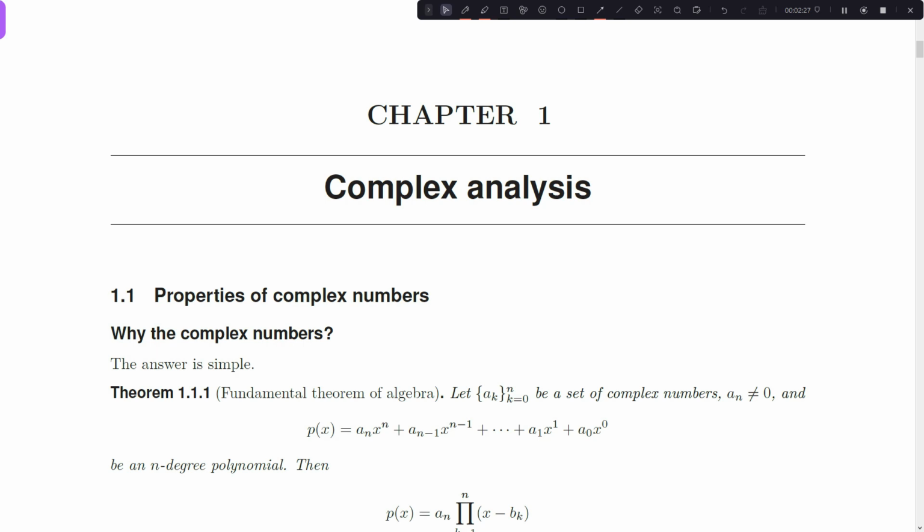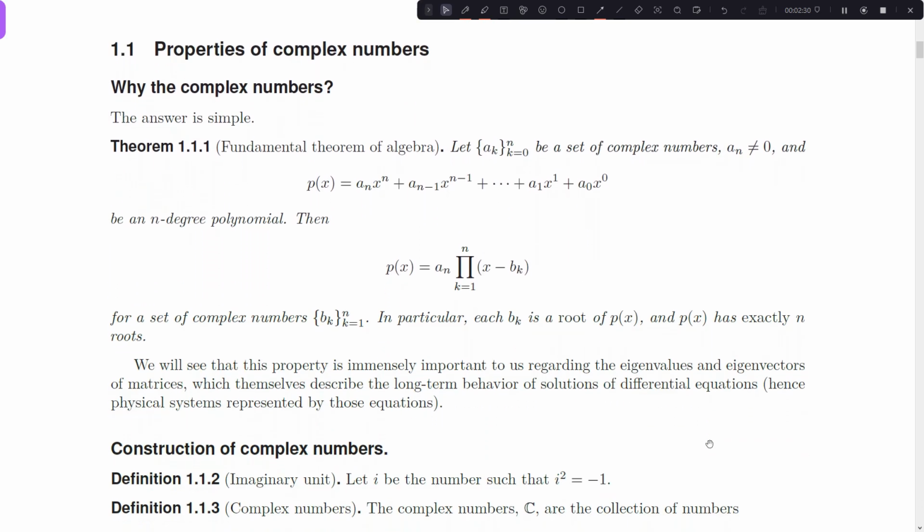So here we're just looking at complex analysis, and here's why I say why the complex numbers. This is 100% directly related to finding the eigenvalues of a matrix, okay? Because the characteristic equation from a matrix, you should remember this from linear algebra, and if you don't, we'll get there eventually. Anyway, the characteristic equation is a polynomial, and the eigenvalues are the roots of that polynomial. Okay, so what does this fundamental theorem of algebra actually say?